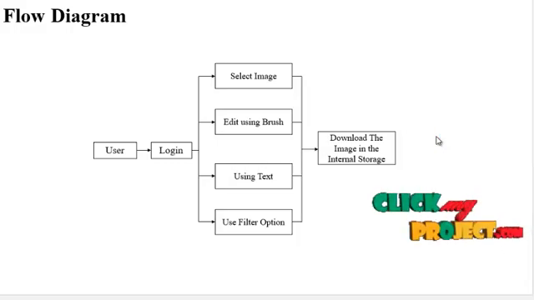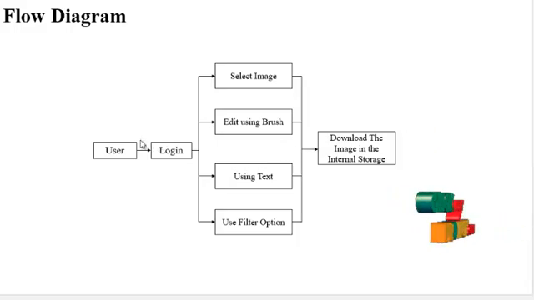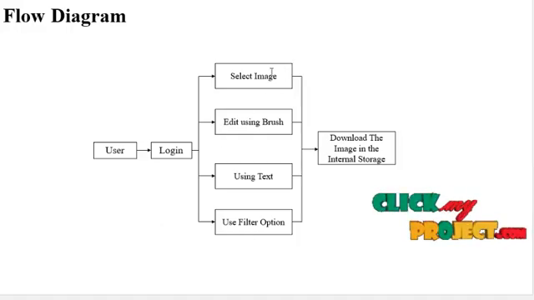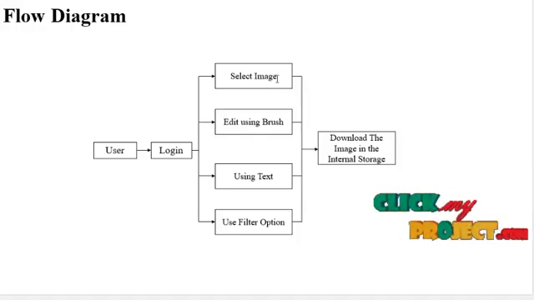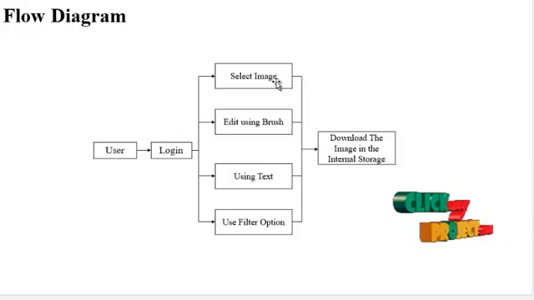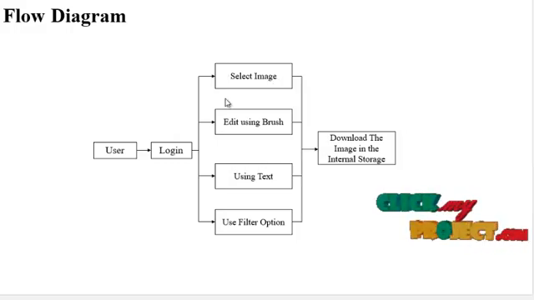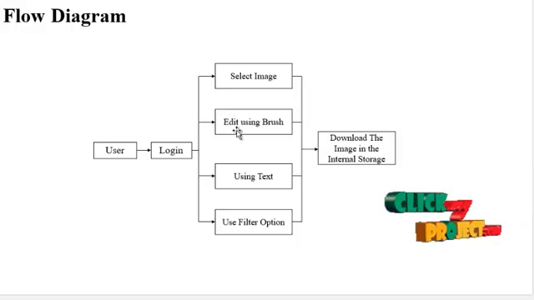Flowchart of our project. First of all, the user opens the app, then logs in or registers, then selects the image by using gallery photos or by clicking camera photos. Then edit using the brush, where we have a lot of options.